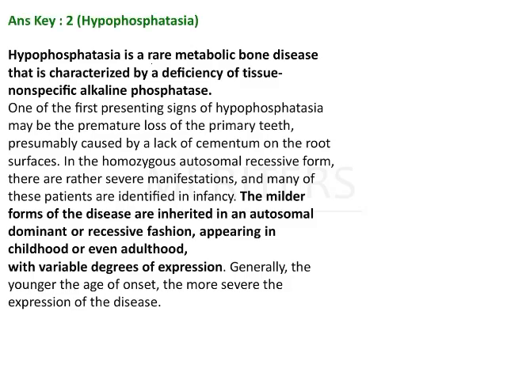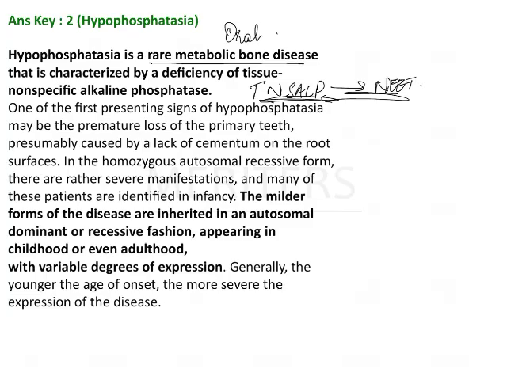Let's look at the explanation. Hypophosphatasia is a rare metabolic bone disease and is characterized by a deficiency of tissue non-specific alkaline phosphatase. This is what we call TNSALP. This was a NEET MCQ question and we need to know this. So the point is that they are talking about oral aspects of metabolic diseases.